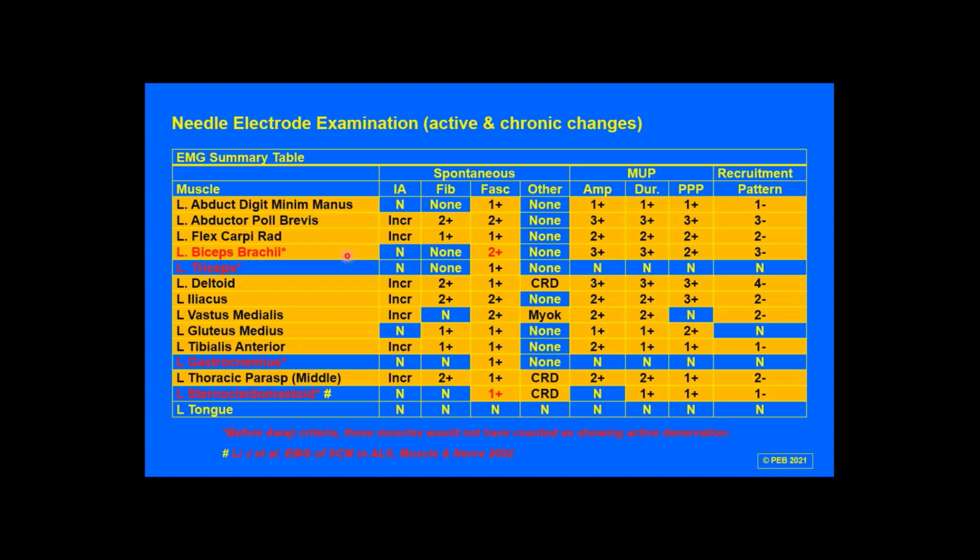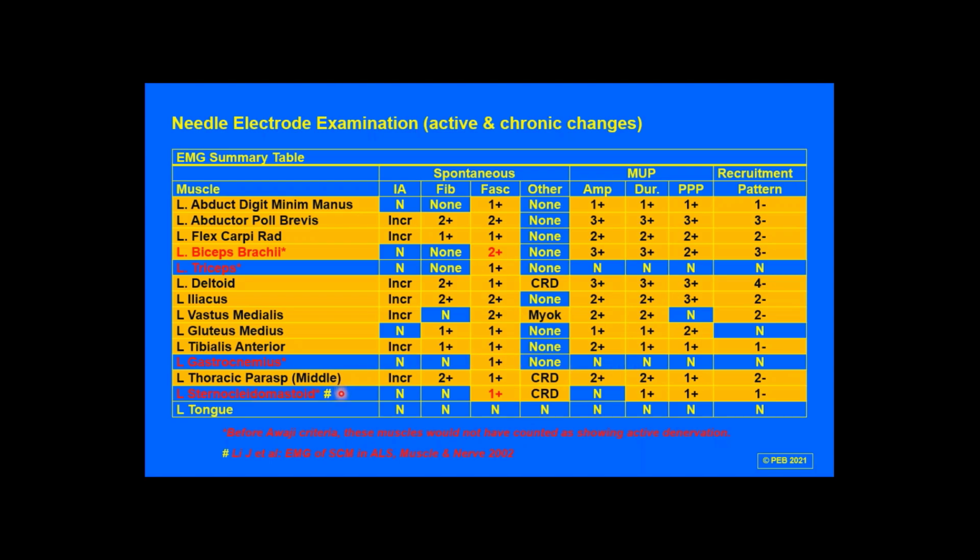Here, the left biceps will qualify, which previously would not have before Awaji, but now we can add this as evidence of active denervation, so this can be abnormal. The left triceps and gastrocnemius show fasciculation potentials, but the motor unit potentials are normal, so they do not count.